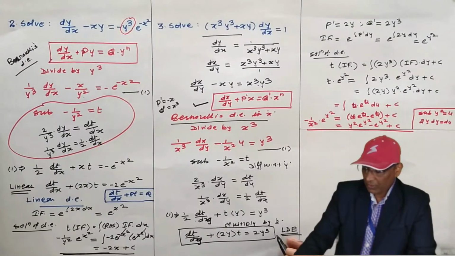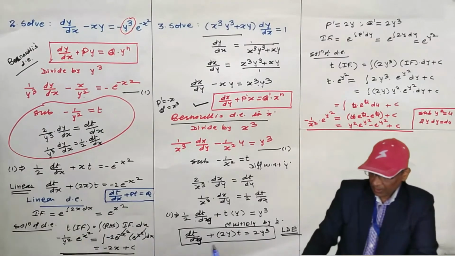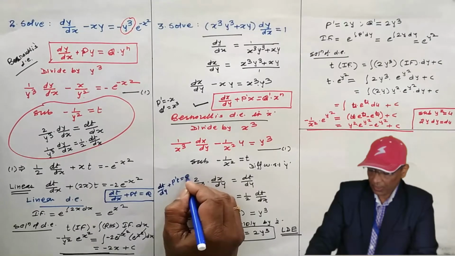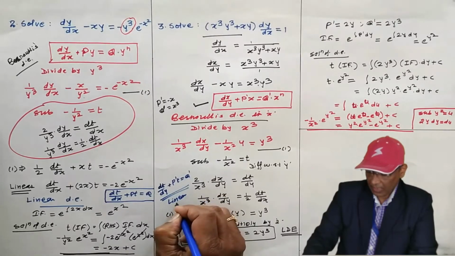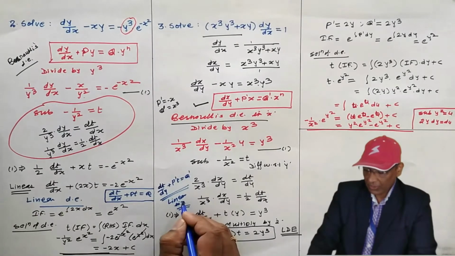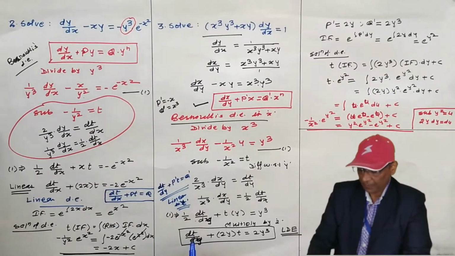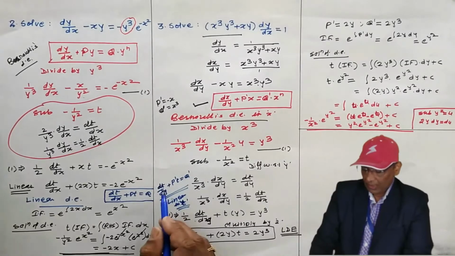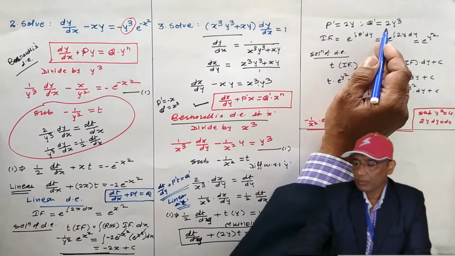Now this is a linear differential equation of this type: dt by dy plus p dash t is equal to q dash. This is a linear differential equation in t now, because dt by dy is there and in the numerator t is present. So this is a linear differential equation of the type dt by dy plus p dash t equal to q dash. P dash is 2y and q dash is 2y cube.